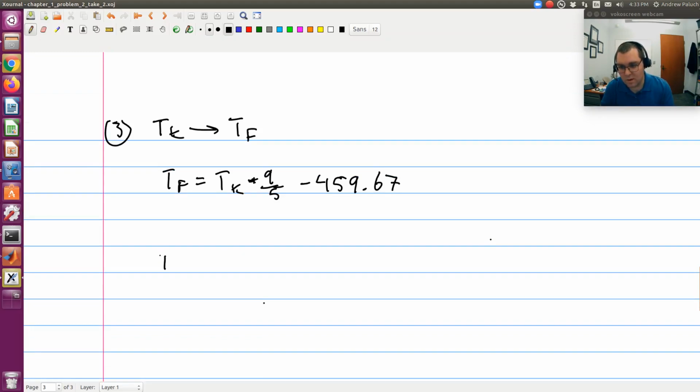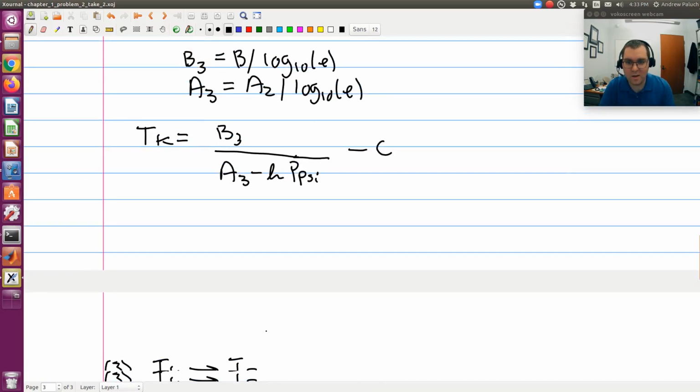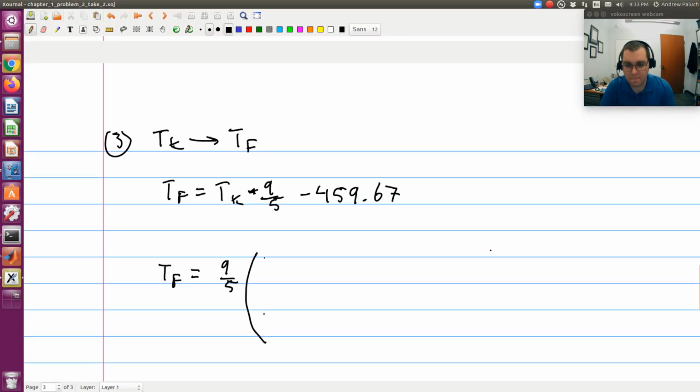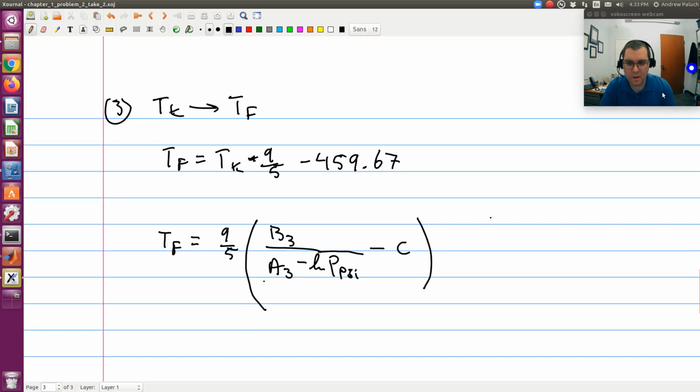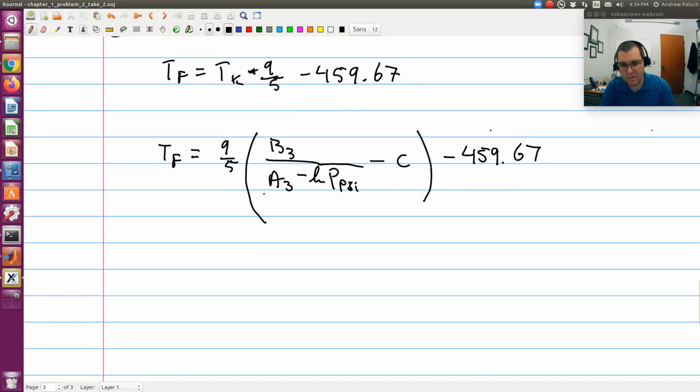So TF then is going to be equal to 9/5 times, and I plug in everything I have for TK. So TK is B3 over A3 minus natural log of pressure in PSI minus C, and then plus or minus 459.67. Okay, now we just have to simplify.